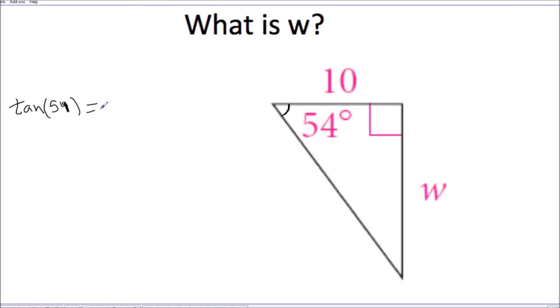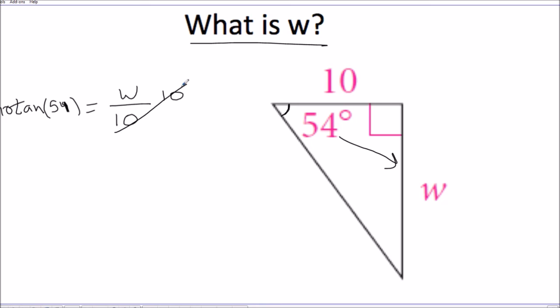So tan 54 equals fraction. We always do opposite first, then the adjacent. Opposite side from 54 is W, and the adjacent side is 10. Awesome, we have the setup, but the question asks, what's W? Well, guess what? Now we're going to have to do a little bit of algebraic solving. And so I want to get W all by itself. The number with it is 10 and it's divided, so I'm going to cancel that out with multiplication.